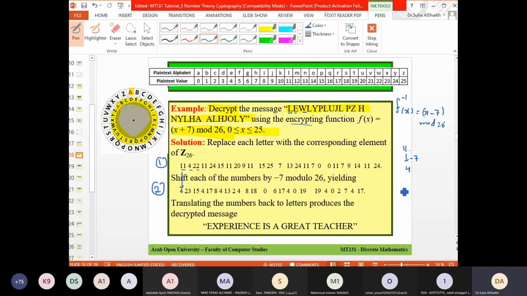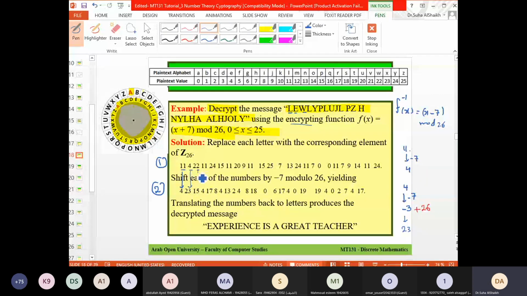Okay, the 4, if I subtract 7, what will be the result? -3. Okay, -3 doesn't work. What should I do? We add now 26. Add 26 to it. The result will be what? 23. The opposite of before. There I was adding, for example, 7 and subtracting 26. Here it's the opposite. We subtract 7 and we add 26. The result is 23 as you can see.